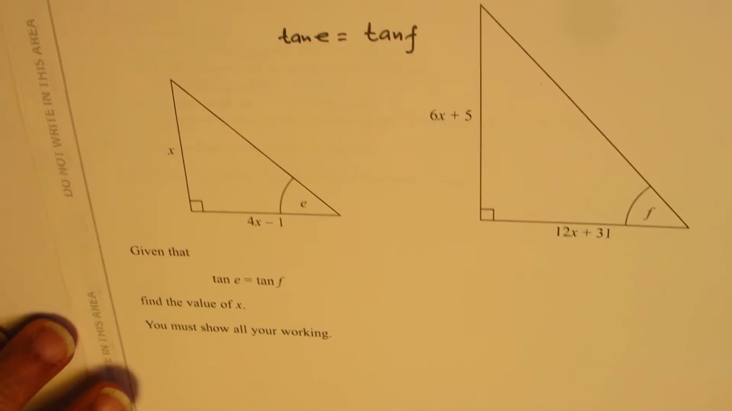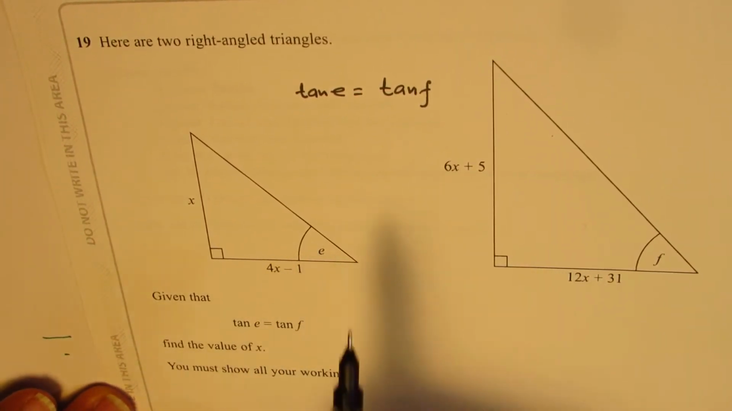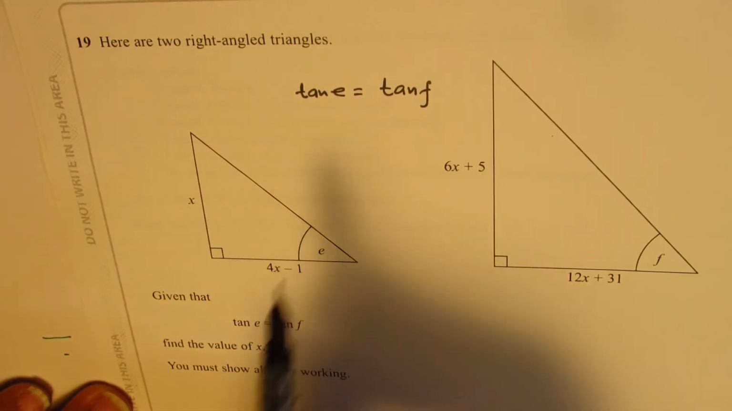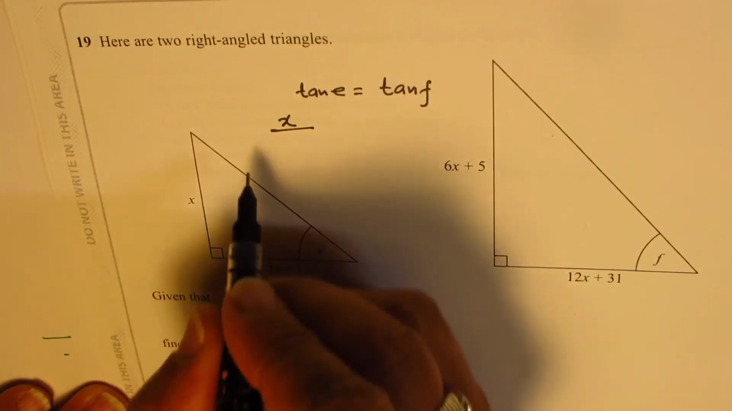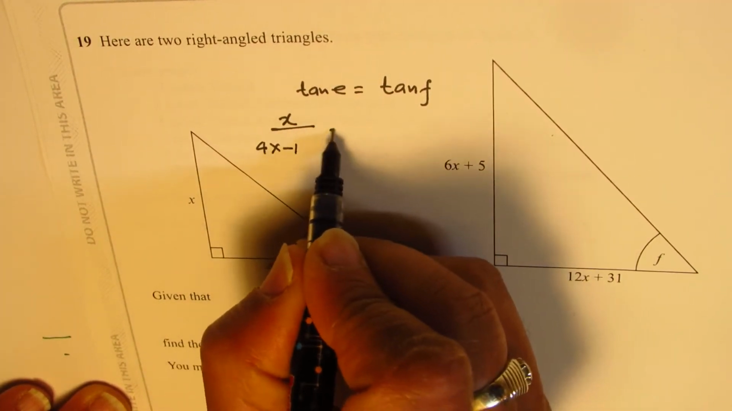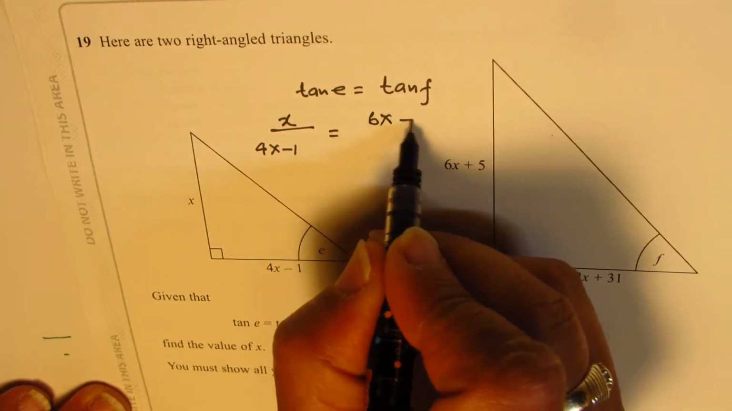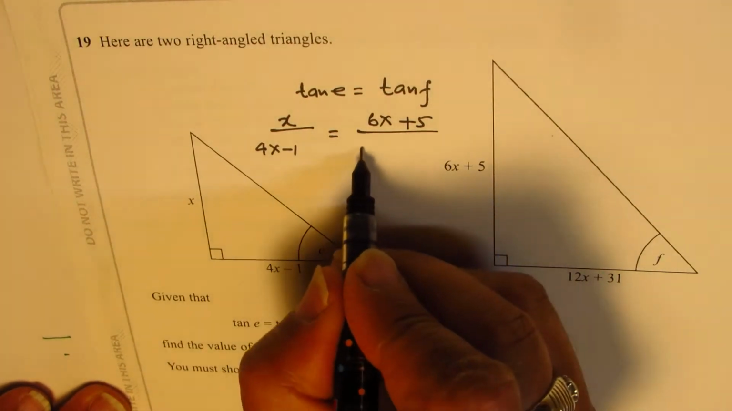Okay. So basically we are given two similar triangles. So we are given tan E. Tan E will be opposite over adjacent. So it is x over 4x minus 1 equals tan F, which is 6x plus 5 over 12x plus 31.